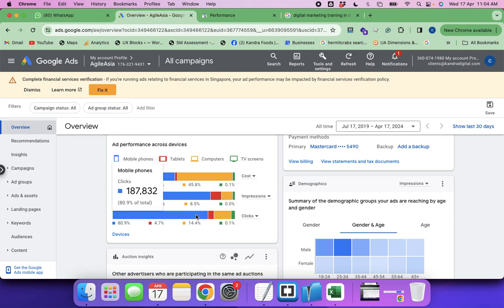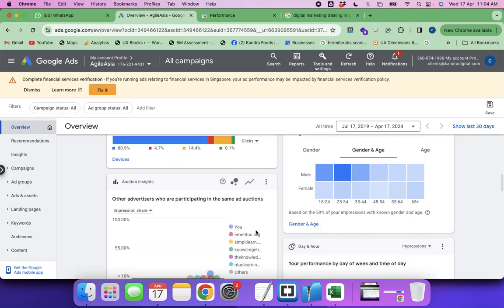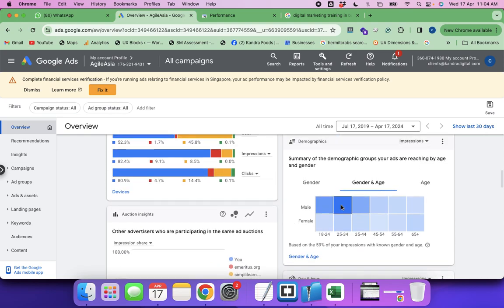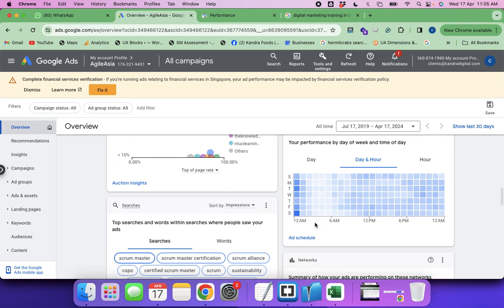We'll be reading it separately. But here you will be able to understand that you got 1,87,000 visits from mobile phones alone, and from desktops it's just 33,393 visits. Auction insights we just studied, and here you have the information about the age groups as well. When you go to this section you will see everything in detail, but here it's just a quick glimpse of everything from the left side.